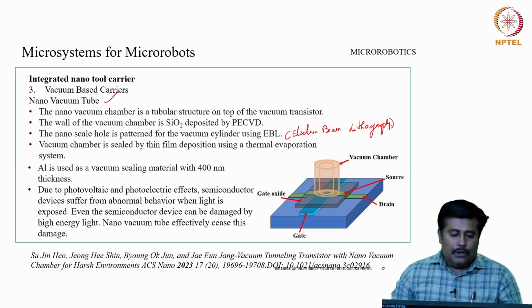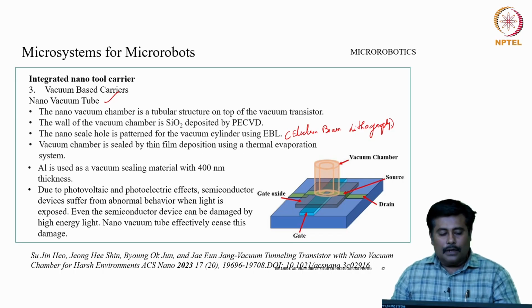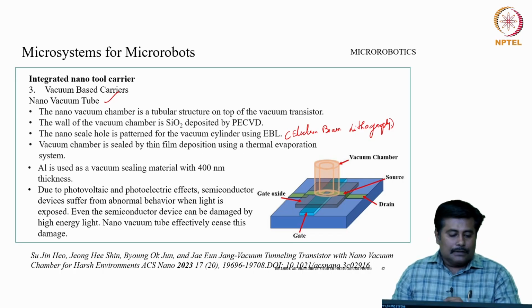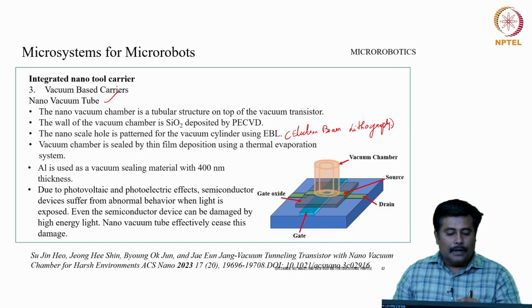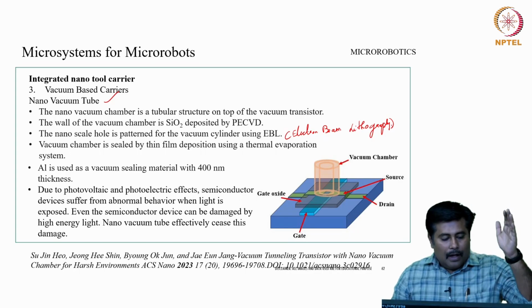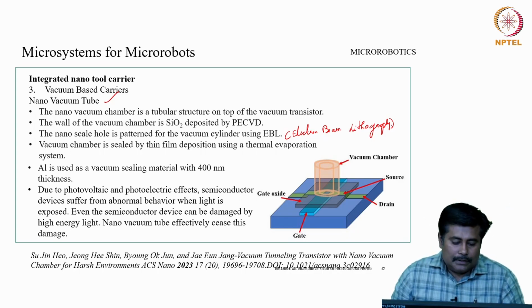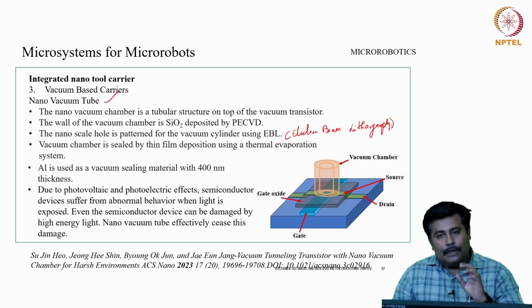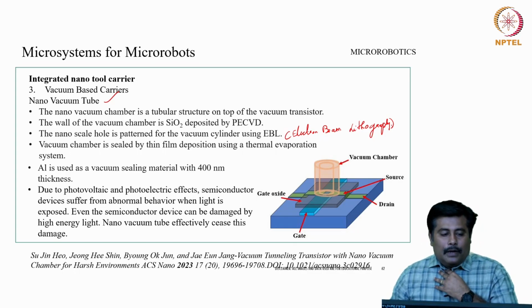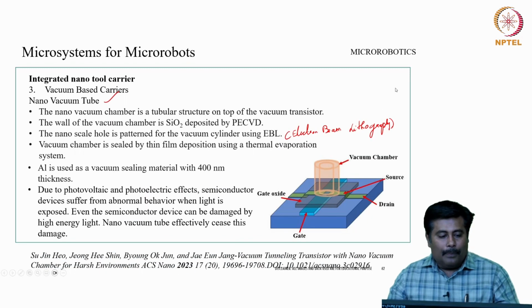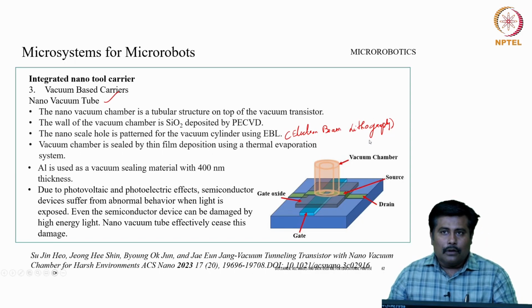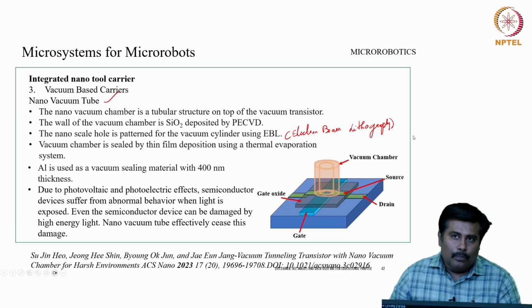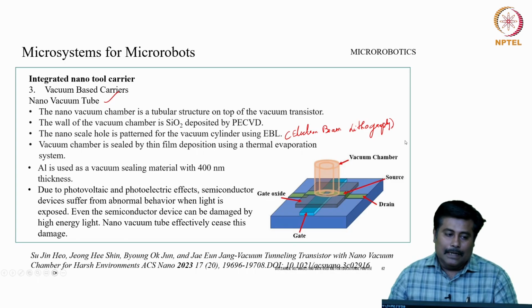Okay. So, due to the photovoltaic and photoelectric effect, a semiconductor device suffers from abnormal behavior when the light is exposed. Even the semiconductor device can be damaged by high energy light. So, these nano vacuum tubes can effectively resist these damages, and appropriately it can be used for applications which have potential towards this nano carrier tool. So, this is one combination where a nano vacuum tube has been effectively used to resist the damage.